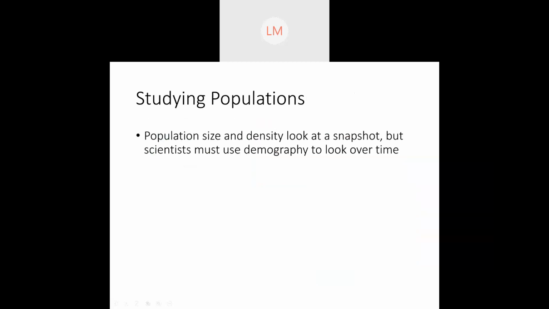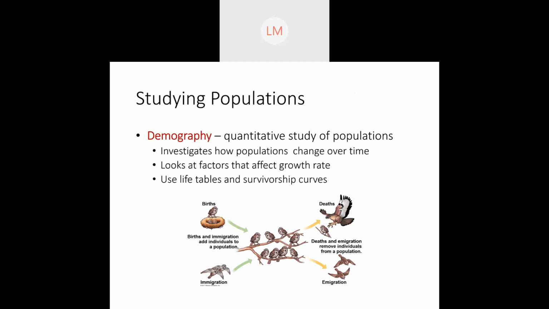So when scientists are studying populations, studying population size and density is super important, but this is only looking at a specific point in time. So in order to look at a longer time scale, they have to use something called demography. Demography is just the quantitative or statistical study of populations, looking at how they change over time.